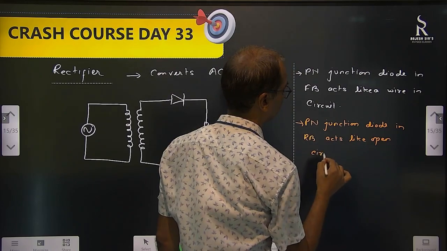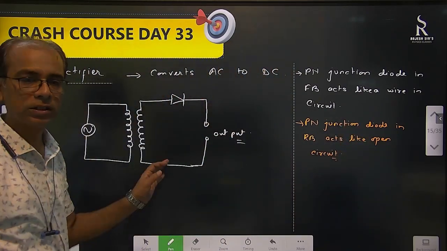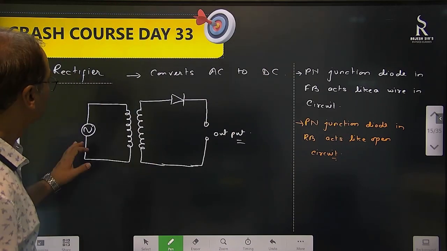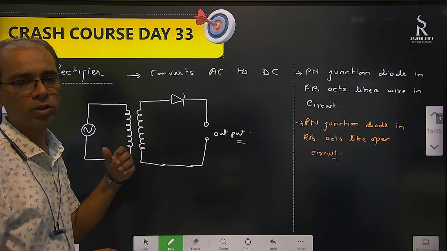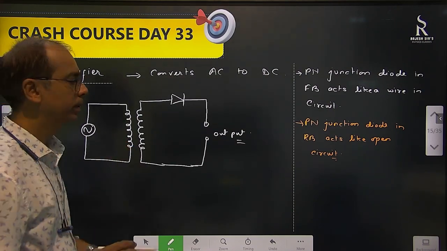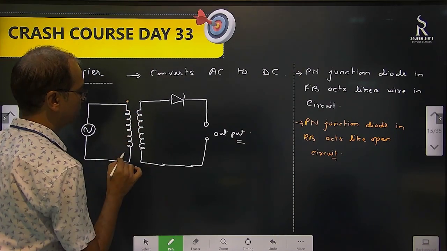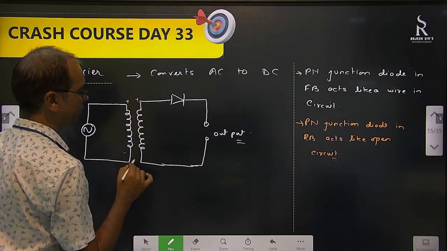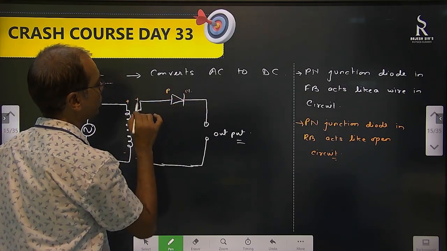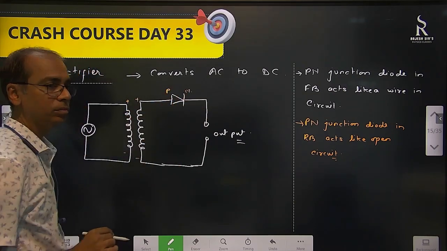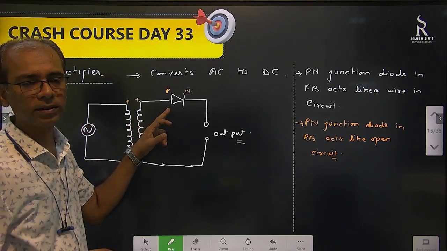Acts like an open circuit. That means current will not flow. So this is also a circuit only. In this one, what happens when we are talking about AC? We know that half a cycle is positive and half a cycle is negative. When we are talking about the positive half cycle, this will be positive here, this will also be positive. When this is P and this is N, this is forward bias. So for the positive half cycle, this is forward bias.